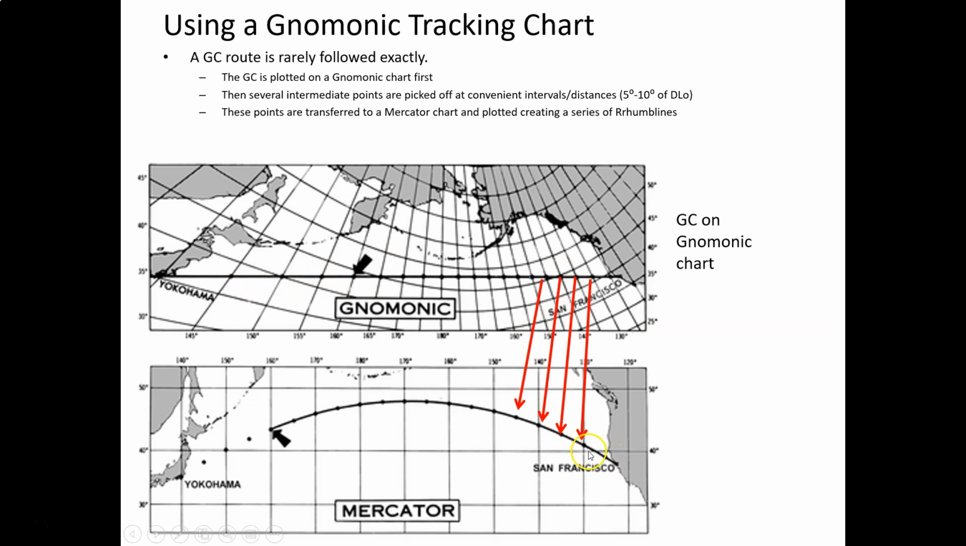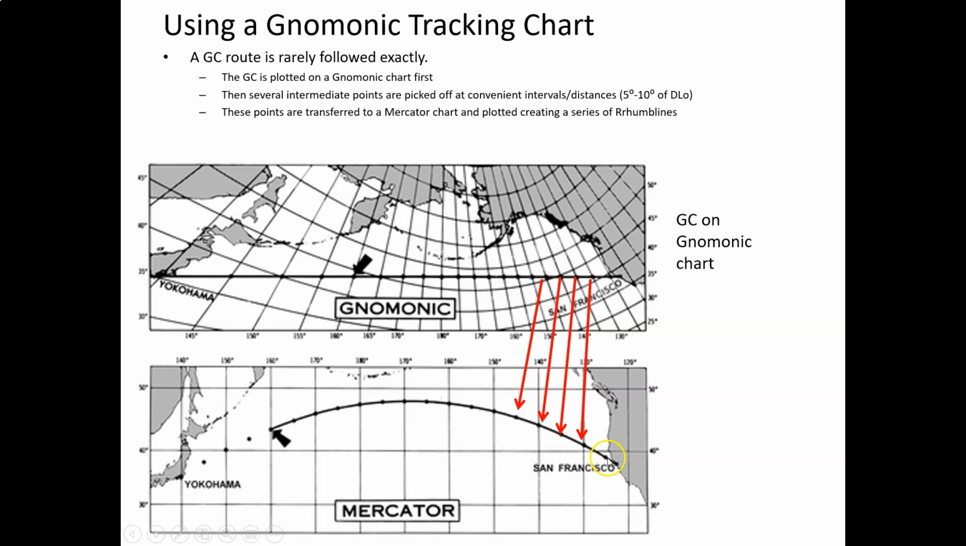Then we plot those individual points on our Mercator chart. Then we take out our triangle and connect them with a straight line. That's going to be a rhumb line. We connect these two with a straight line, and these two, and these two, and these two. And what we have now is a series of rhumb lines.